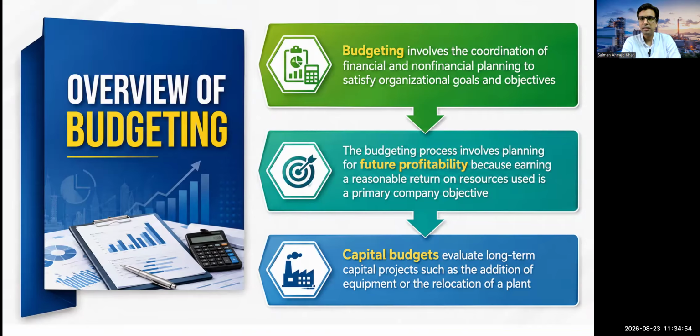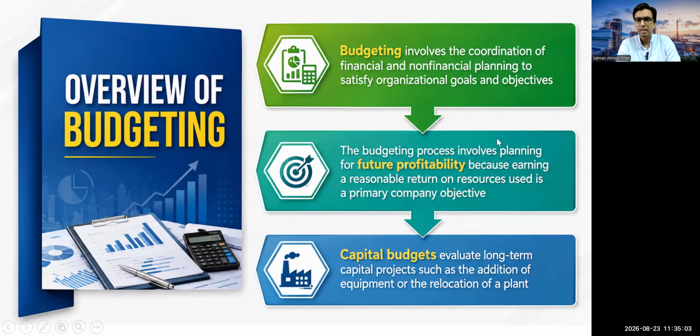So basically, budgeting involves the coordination of the financial and non-financial sections to satisfy organization goals and objectives. Now, the budgeting process is for future profitability, because earning a reasonable return on resource use is a primary company objective. Capital budgets evaluate long-term capital projects such as addition of equipment or relocation of the plant. As I said, to control the organization's cash flows, it requires budgeting. So budgeting involves the coordination of financial and non-financial planning.